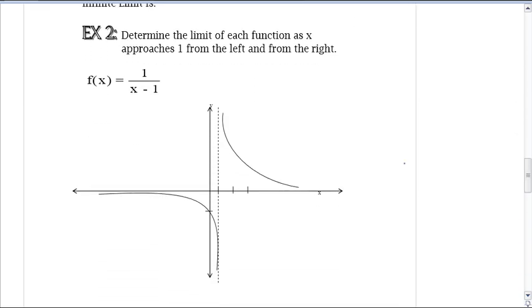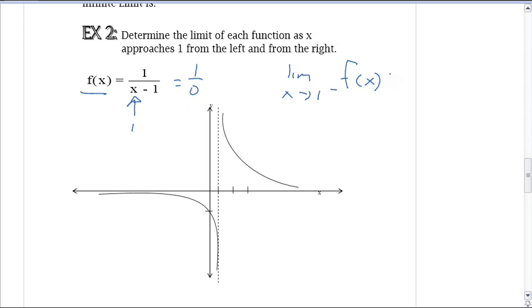Okay, example 2. It says determine the limit of each function as x approaches 1 from the left and from the right. Okay, no worries, we can do this. Now remember, the reason why we're approaching 1 is that's where our vertical asymptote is. If I plug in a 1 for x, I end up getting 1 over 0 at that location. So let's write our nice basic limit notation. Limit as x approaches 1 from the left. And because they gave us f of x, I'm just going to take the shorthand notation and write f of x. You could either do this or you can write it as limit as x approaches 1 from the left of 1 over x minus 1.